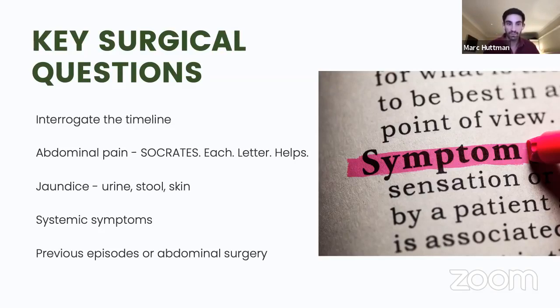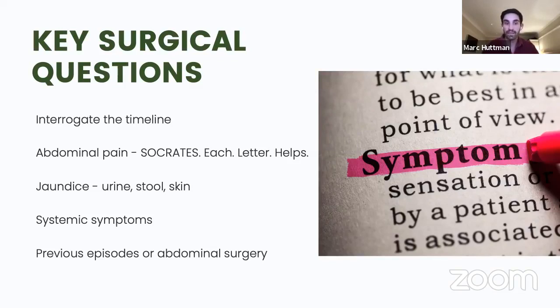The pain, obviously do a SOCRATES history, and each letter of that SOCRATES will really help in terms of your differentials. So the site, I know this is a gallstone disease talk, but the site is important. If it were more central, you might be thinking dyspepsia, pancreatitis. Right upper quadrant, you're thinking about the biliary system. The onset, when did it originally start? The character, what does it feel like? In this case, it would be wrenching or stabbing, which will then come and go.